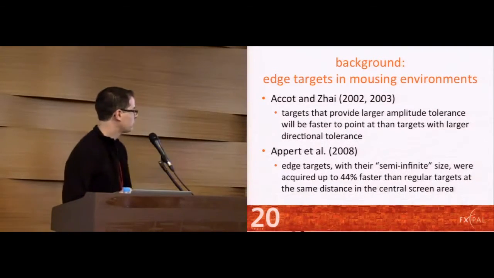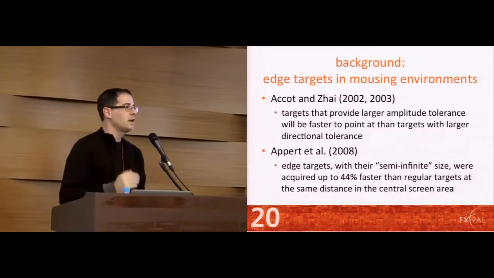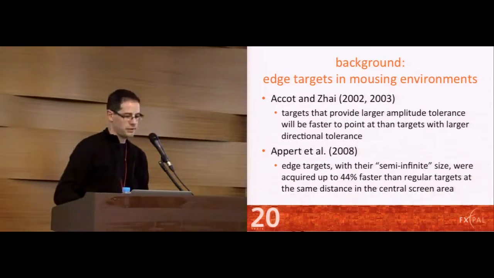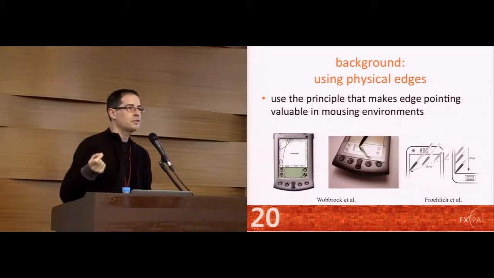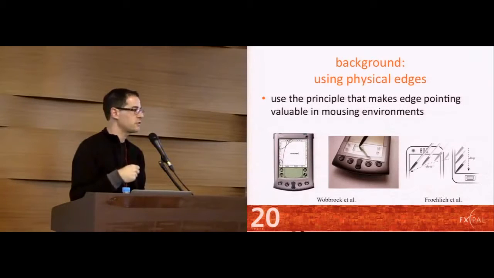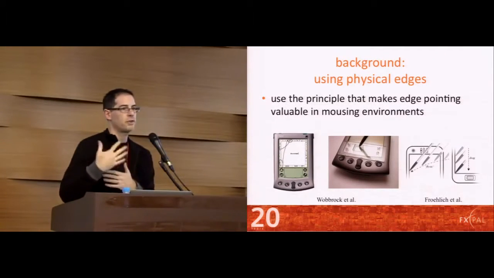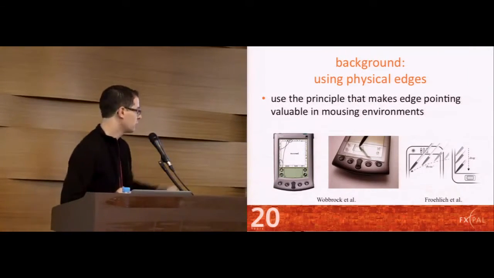There's been work from affordances that showed that edge targets, which they called semi-infinite space, allowed people to be up to 44% faster. And actually this phenomenon was also used in other systems where they said we can just block, let's say, a stylus at the edge of the screen or an edge of some frame to allow a user, for example, with some accessibility problems, to be able to have better performance at hitting targets. So, for example, the work by Warburg et al. Or by Froelich et al.